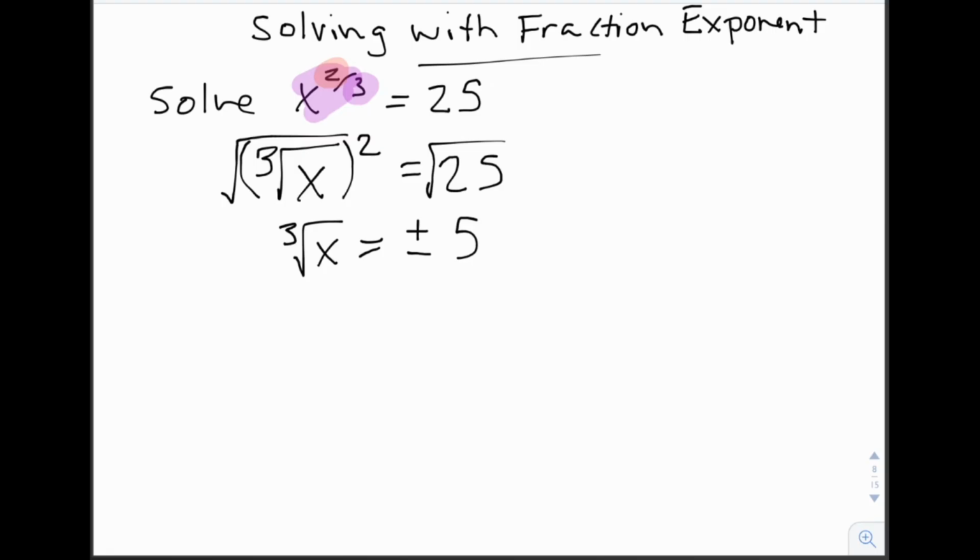So the last step we want to do is go ahead and try to get rid of that cubed root. So let's go ahead and figure out what we can do in order to get rid of this cubed root. Well, in order to get rid of a cubed root, we can go ahead and raise each side to the 3rd. So that's going to give us x is equal to plus or minus, and 5 raised to the 3rd gets me 125. So we have x is equal to positive 125, or x is equal to negative 125.